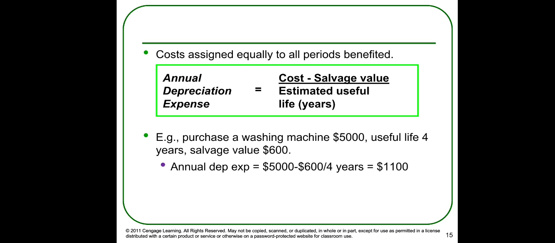So how to calculate the amount of depreciation every year? The depreciation expense can be calculated using the formula that you have seen in the green box. So the formula is cost minus salvage value divided by the useful life in years. So cost for this washing machine is 5,000. Salvage value is 600, divided by the 4 years useful life. So every year the depreciation expense is 1,100.